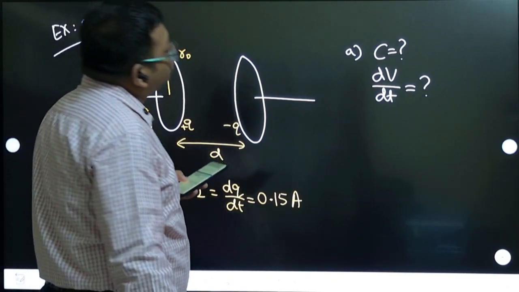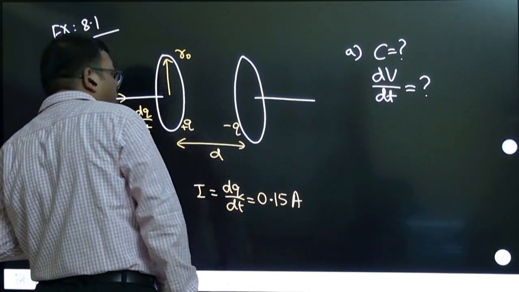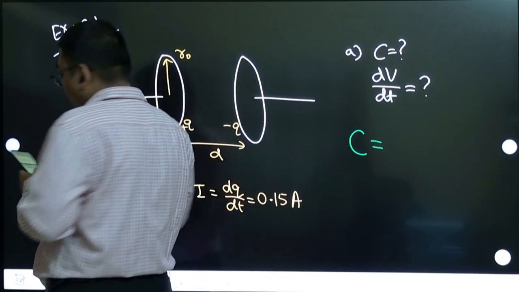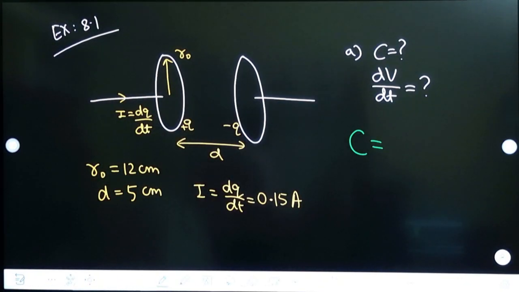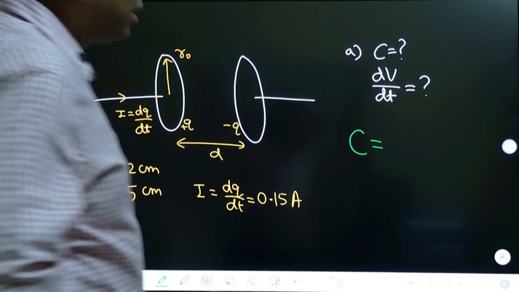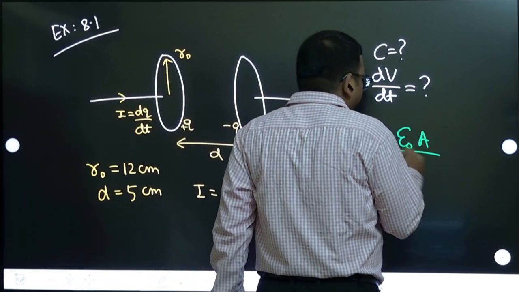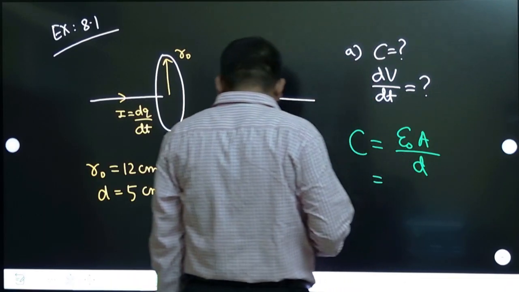So how to solve capacitance? This is a very simple formula. Tell me the formula for capacitance. Note that nothing is kept, it is a vacuum everywhere. Yes, epsilon naught A by D. Good. Substitute epsilon naught A by D.